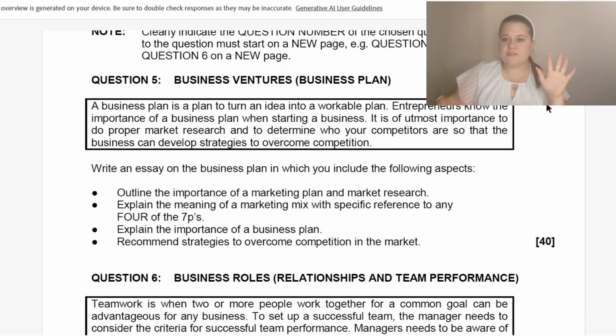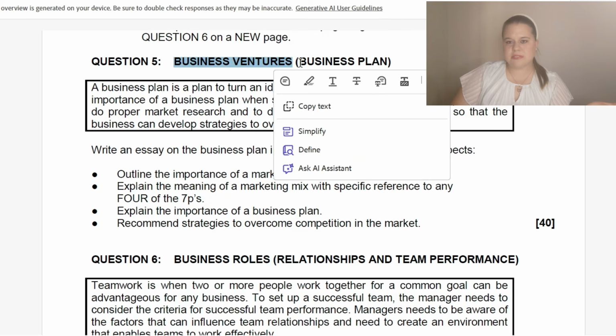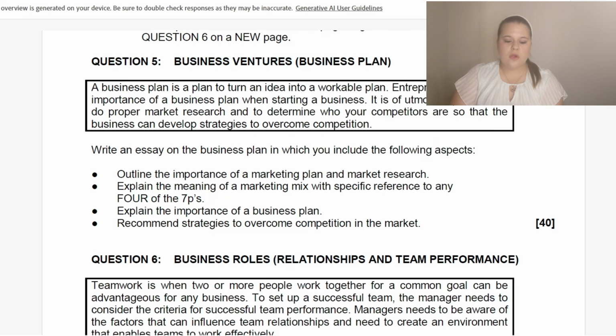Then we have question 5 and question 6. Question 5, business ventures, like I mentioned. We have the business plan specifically. So we are outlining the importance of the marketing and the research plan. We are explaining the meaning of a marketing mix with reference to any 4 of the 7 P's.